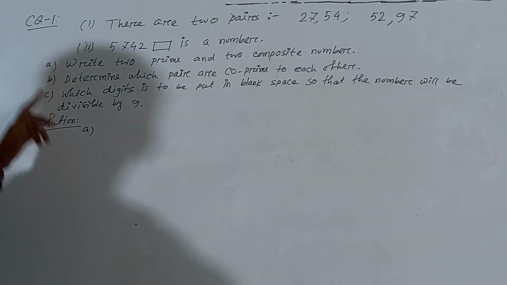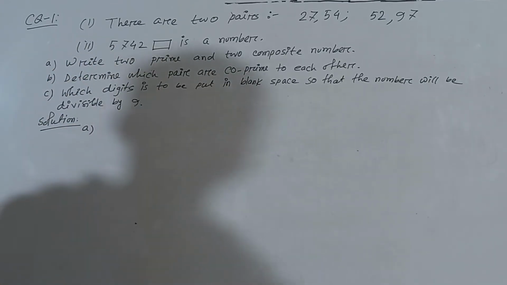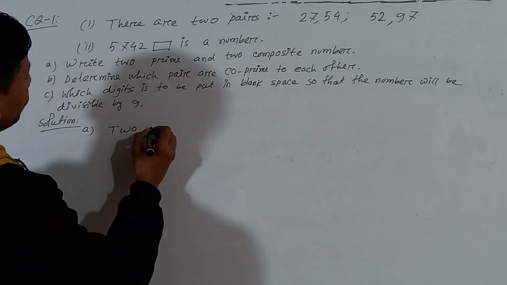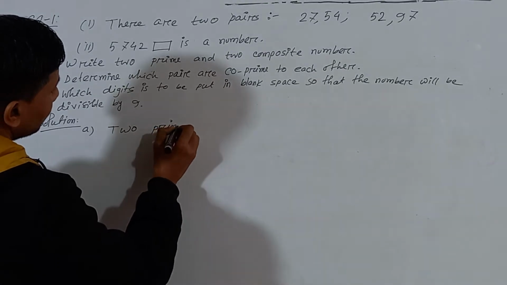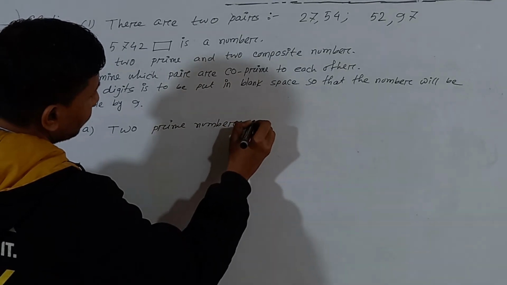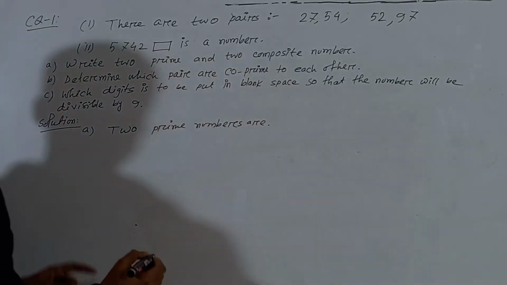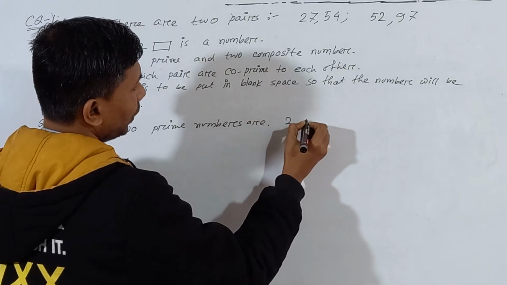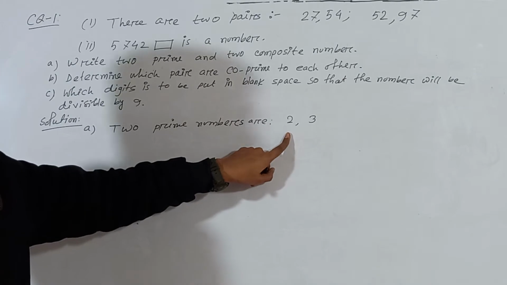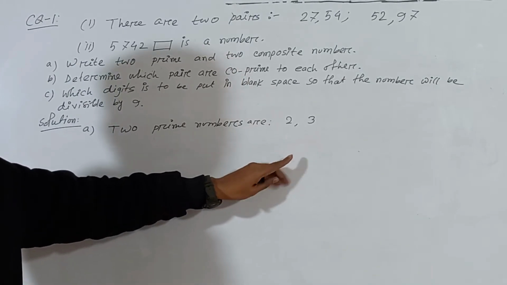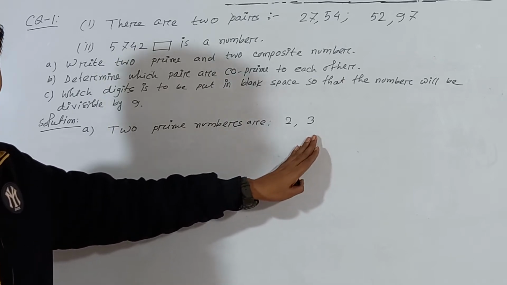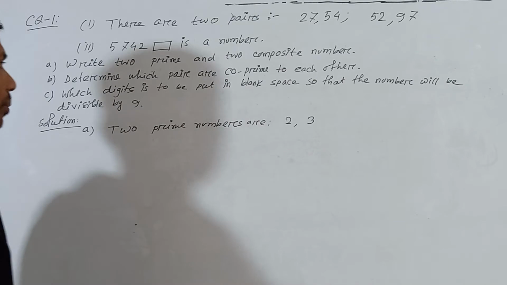So at first I will solve A number. Write 2 prime and 2 composite numbers. 2 prime numbers are 2 and 3. Look, you see 2 has only 2 factors, 1 and itself. So this is a prime number. Similarly 3 has only 2 factors, 1 and itself. So this is a prime number.